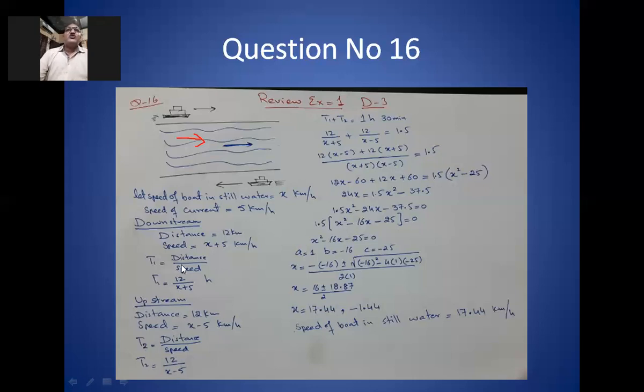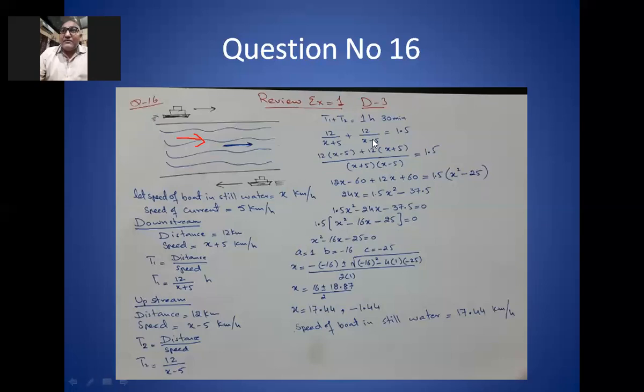He said the whole trip, going downstream and upstream, took 1 hour 30 minutes. So T1 plus T2 equals 1 hour 30 minutes. 30 minutes means 0.5 hours, so 1 hour 30 minutes means 1.5 hours. So T1 plus T2 equals 1.5 hours. Putting in the values, 12 by x plus 5 plus 12 by x minus 5 equals 1.5. I will take the LCM here.